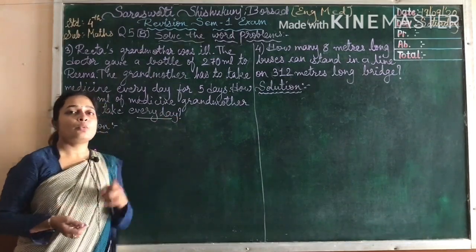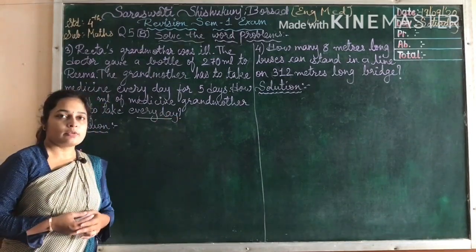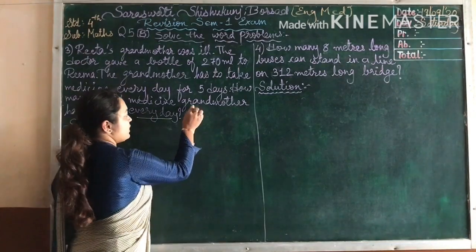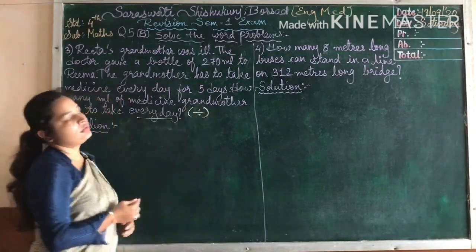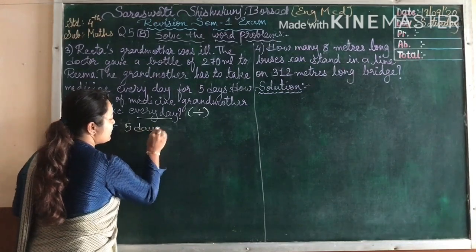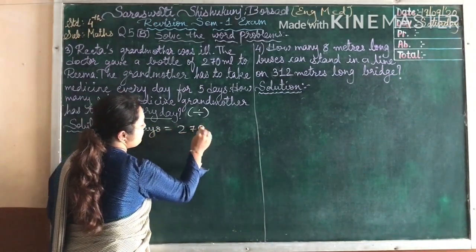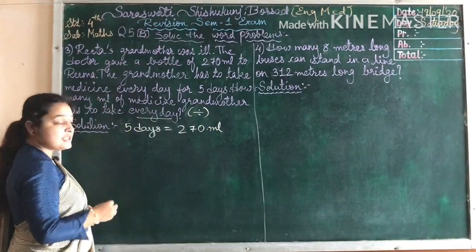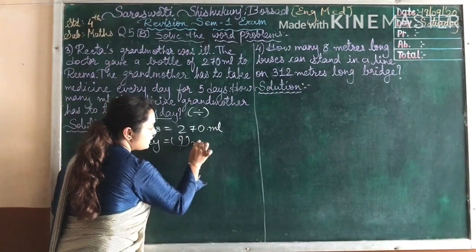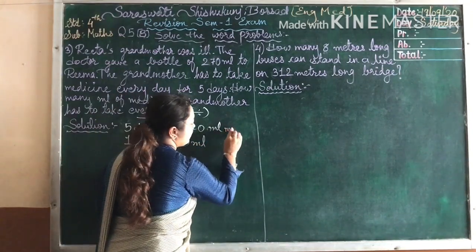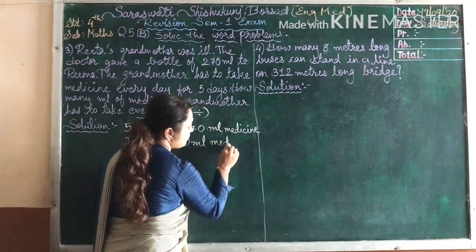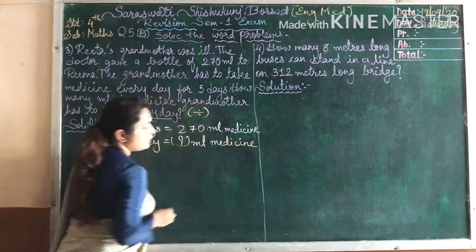Every day stands for 1, and when we have to find for 1, then we all know that it is a sum of division. So here we will write division. Got it? So let's do this. 5 days is equal to 270 milliliter, right? So for 1 day is equal to question mark milliliter medicine. Let's divide this.